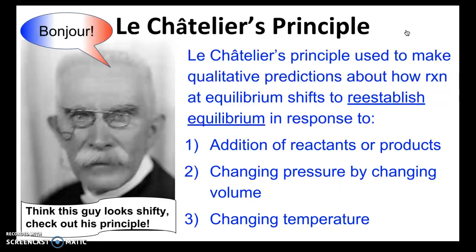Okay, so going into Le Chatelier's principle, the principle is used to make qualitative predictions about how a reaction at equilibrium shifts to reestablish equilibrium in response to one of these three changes: addition of reactants or products, changing pressure, and one way to do that is by changing volume, or changing temperature. So you make any of these changes, how will it reestablish equilibrium? And the reason why I underline reestablish equilibrium is because before you made the change, the reaction was good. It was at equilibrium. And then you went around and you messed it up. So now it's going to have to shift to reestablish that equilibrium.